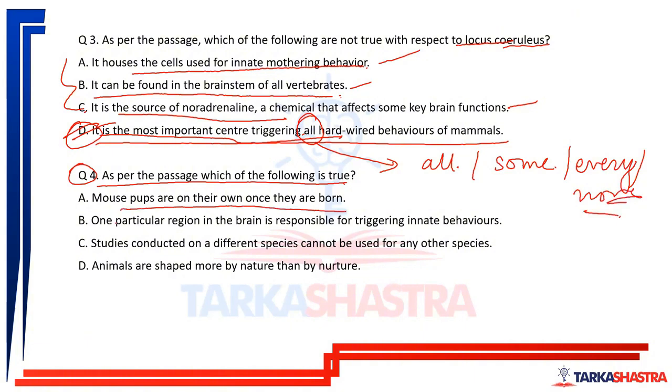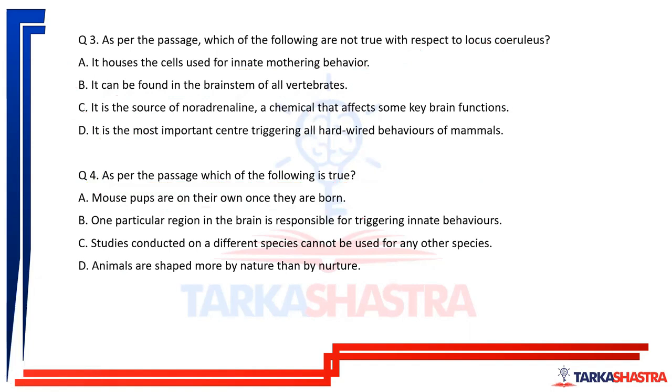Mouse pups are on their own once they are born. Question number 4, which is true. Are they on their own? No. Their mother has a certain instinct to protect them. So, no. One particular region in the brain is responsible for triggering innate behaviors. This seems to be likely. C, studies conducted on different species cannot be used for any other species. This will fail the entire experiment, right? The idea is using the research on mice and trying to understand its implication on humans also.